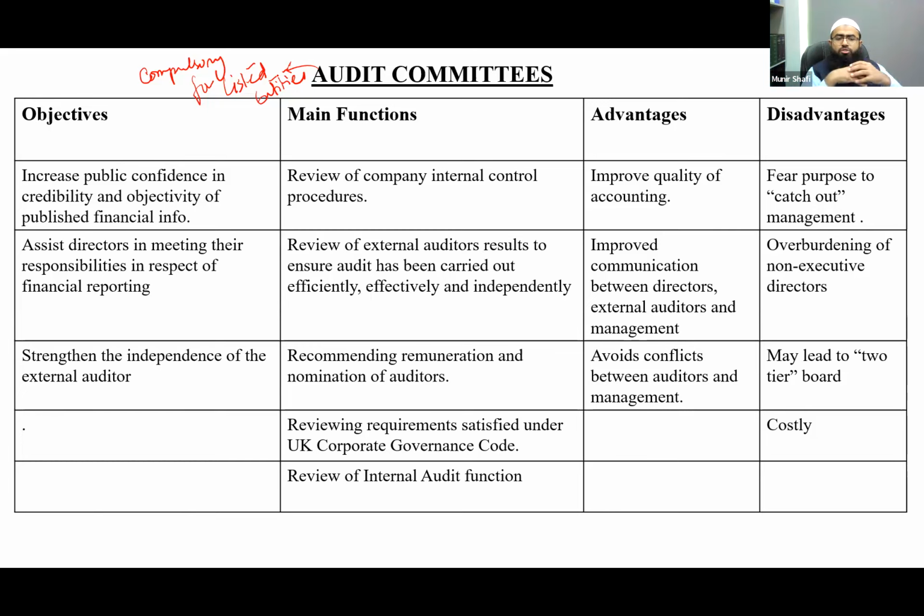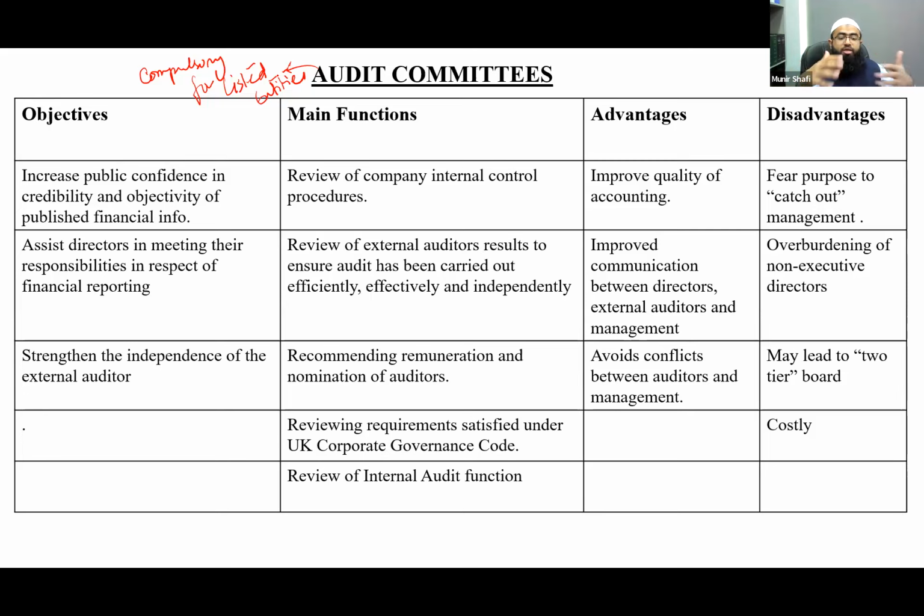Getting it? Main functions. What are the main functions? They review the internal control procedures. They even review the internal audit department's activities and the external auditors' results and observations, to ensure the audit has been carried out efficiently and effectively. And they can even ask the auditors questions. Did you perform procedures on this area? Because we feel this is a risky one. Even if the auditor is not assuming a specific area to be risky, if the audit committee members are emphasizing or focusing on that portion, the auditor is bound to perform some procedures in that area as well.